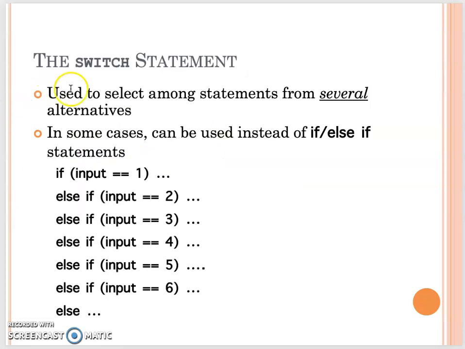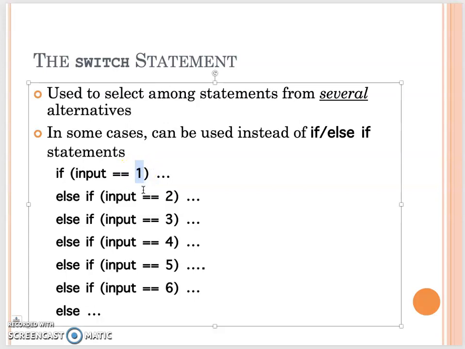When we're using the switch statement, that's because sometimes we have many different choices. So you need to use it to select among statements from several different alternatives. For example, your input can be 1, 2, 3, 4, 5, 6. So you have so many different options. Only if the input exactly matches the number, then we will do something.